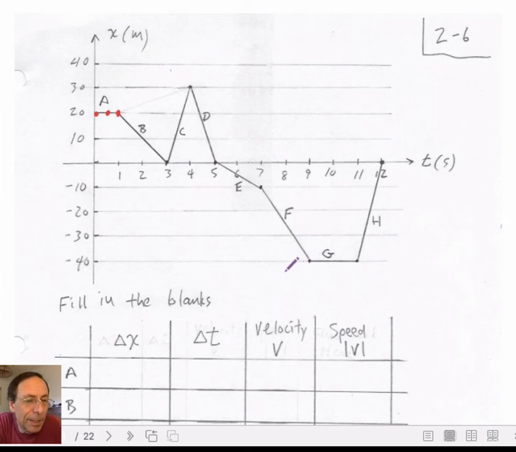And then what's happening in G? What's the robot doing? So if you noticed that the slope is 0, and then you said, that means the robot has stopped, at least for this period of time, you were right. Good. And then the robot is moving to the right, the positive direction here in time segment H. Okay.